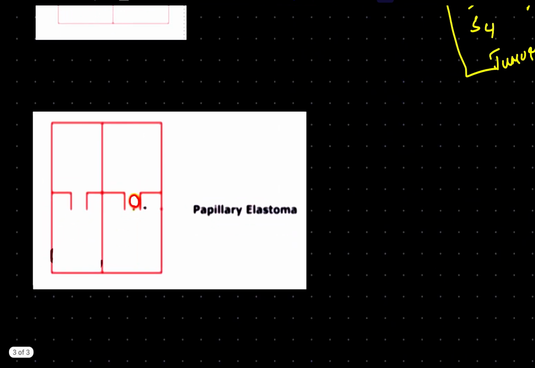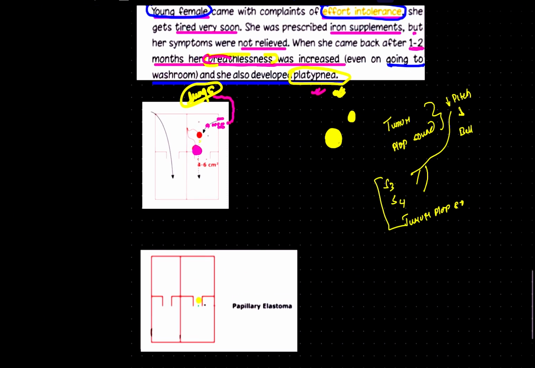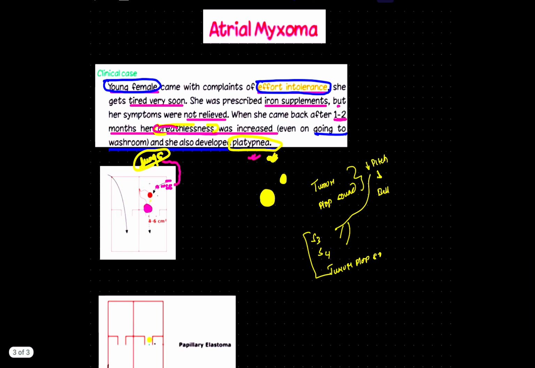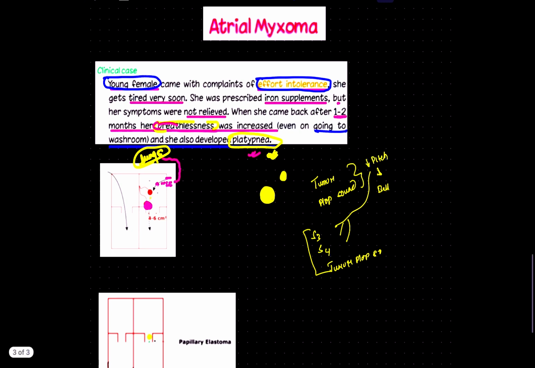Here, if you see, we are showing this tumor right here on the leaflet of the mitral valve, right? What is this condition? This is papillary fibroelastoma. Now how are we going to distinguish papillary fibroelastoma and atrial myxoma? In atrial myxoma we have platypnea, but here you will not see platypnea. The condition is the same in sitting and standing position, because it is attached to the mitral valve. That is how we differentiate papillary fibroelastoma and atrial myxoma. So this much for atrial myxoma.